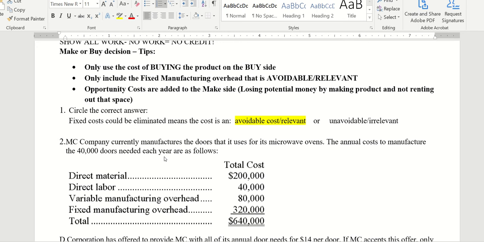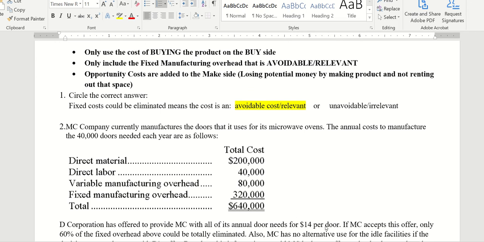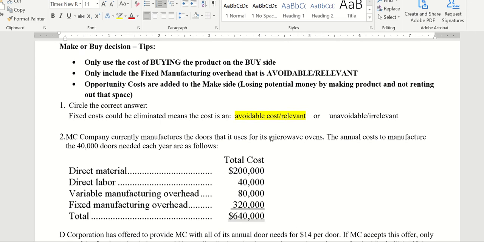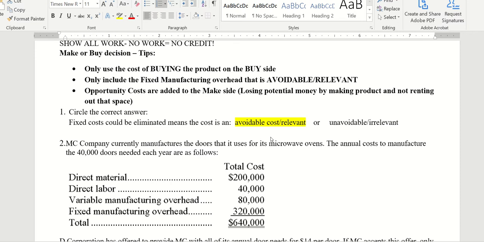When we do the make side, I usually put that on the left side, and the buying side I put on the right. You can do it whatever way, but you only want the cost of buying the product on the right side. So if it's $14 per door, I would just put $14 on the buy side and no other costs, just for simplicity purposes, and that can help eliminate any irrelevant costs, just the buy price on the buy side.